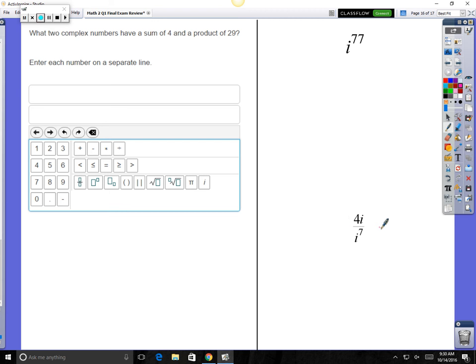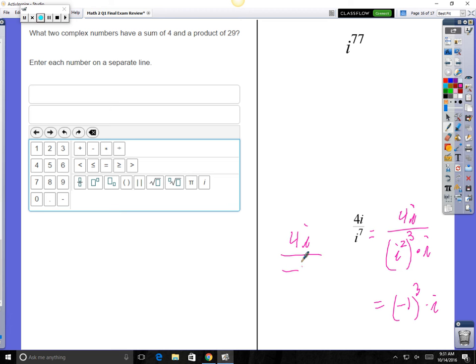Okay, this one, you've got 4i, and you've got i to the 7. So that is how many squares? That's 3 squares, that accounts for 6 of them. And then you got one left over. So every square is a -1. So if you have a -1 3 times, because you have it an odd number of times, it's going to be a -1. So here's what you got. On top you got 4i.